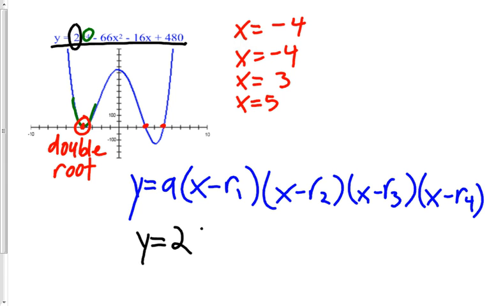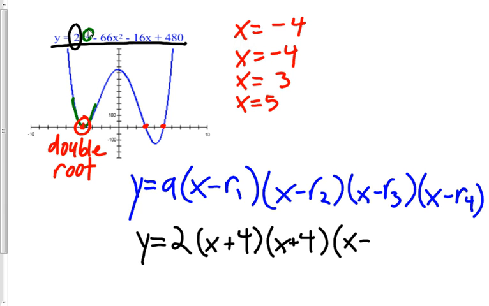So I have 2 multiplied by x minus the first x-intercept. So minus negative 4 is x plus 4. Yet again, x minus negative 4 is x plus 4. And yet again, x minus 3, x minus 5.